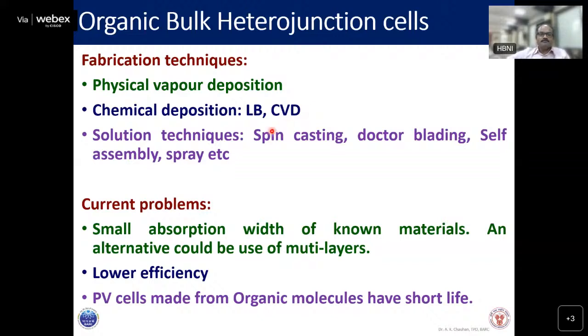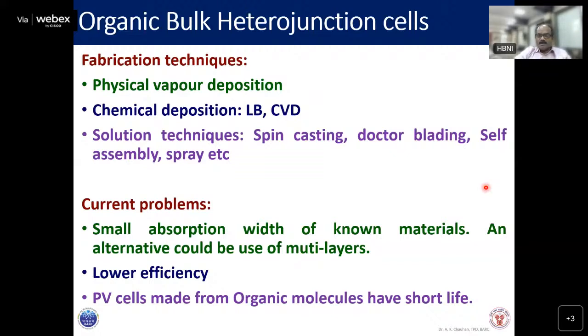Material can be deposited. Then there are solution techniques. These are spin casting. You have a substrate, and you rotate the substrate at a very high speed and put a small drop of the material which you want to deposit, and then it will be deposited smoothly over the surface. Then doctor blading is a similar method where some tool is used to spread the material over the surface, and then self-assembly, spray, etc. These are the general fabrication and deposition techniques.